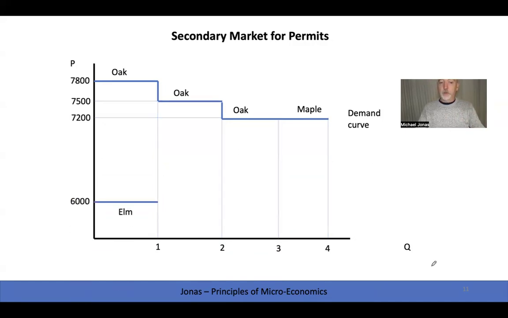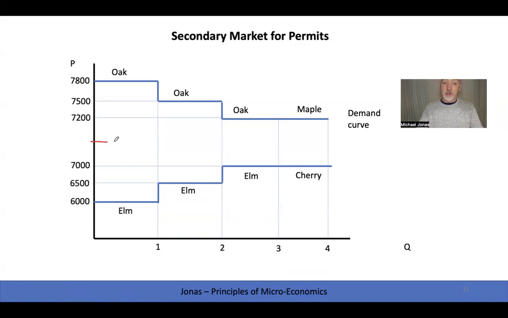And then the supply curve, we saw those 3 coming from Elm, 6,000, 6,500, 7,000 after it cleaned up its 1. And then Cherry, after it cleaned up its 4, had 1 permit to sell for 7,000. So somewhere in the middle here, let's call it 7,100, there's going to be an equilibrium price that's going to be set. Right? But each of these gaps between willingness to pay and cost of production is telling us there's a mutually beneficial exchange that can happen there.